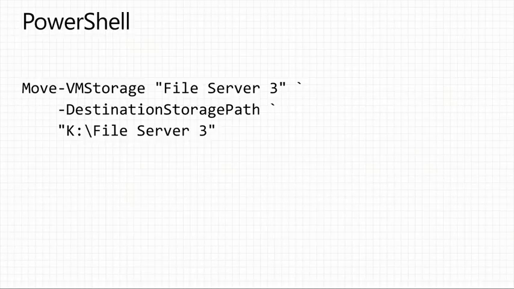One thing I will highlight, I am cheating a bit here. This is a PowerShell example for Move-VMStorage, where I'm saying, OK, let's move this VM to the K drive.